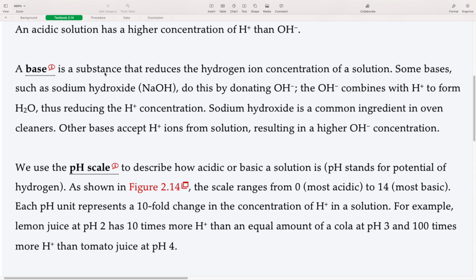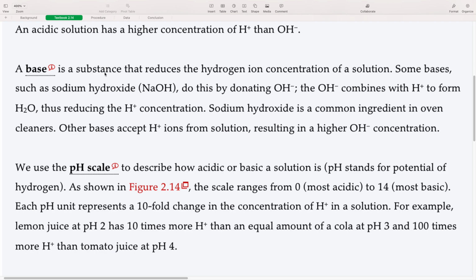A base is a substance that increases the hydrogen ion concentration of a solution. Some bases, such as sodium hydroxide, do this by donating OH negative. The OH negative combines with the H positive to form H2O, thus reducing the H positive concentration. Sodium hydroxide is a common ingredient in oven cleaners. Other bases accept H positive ions from solutions, resulting in a higher OH negative concentration.